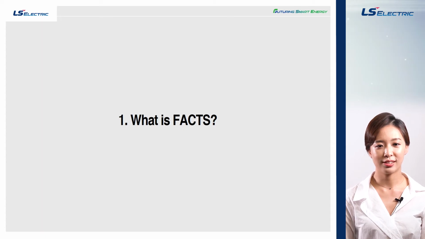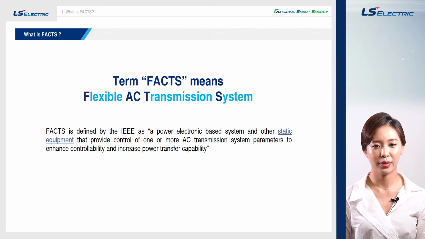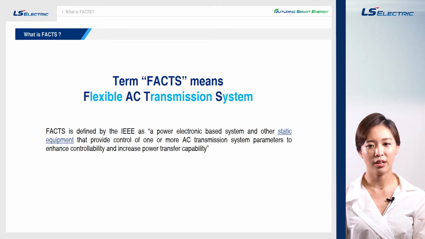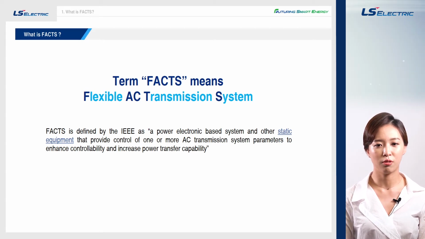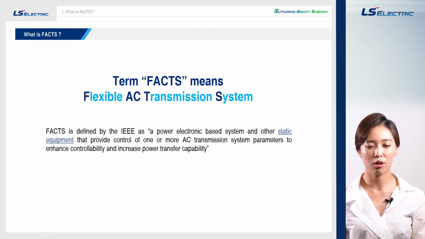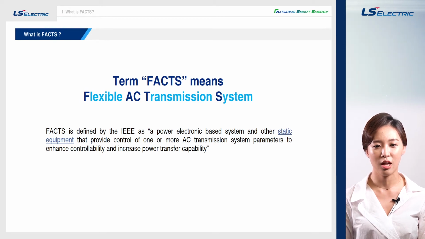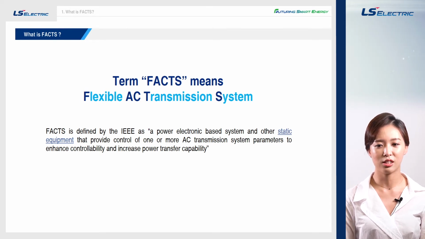Let's start with what FACT is. FACT stands for Flexible AC Transmission System. The IEEE defines FACT as a power electronic-based system and other static equipment that provide control of one or more AC transmission system parameters to enhance controllability and increase power transfer capability. Then, what is static equipment? In this definition, the term static equipment means power semiconductors such as thyristor and IGBT, which means Alice Electric FACT makes AC transmission system flexible by using power semiconductors.